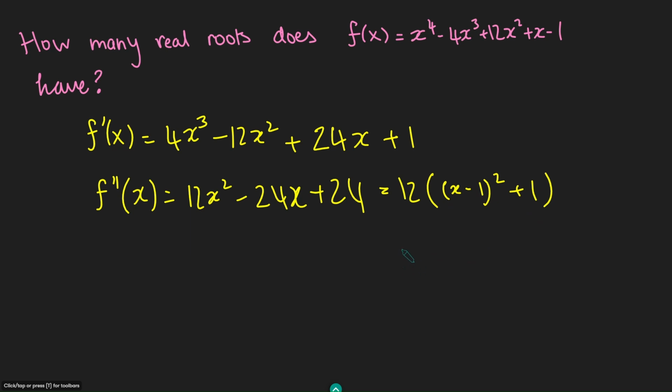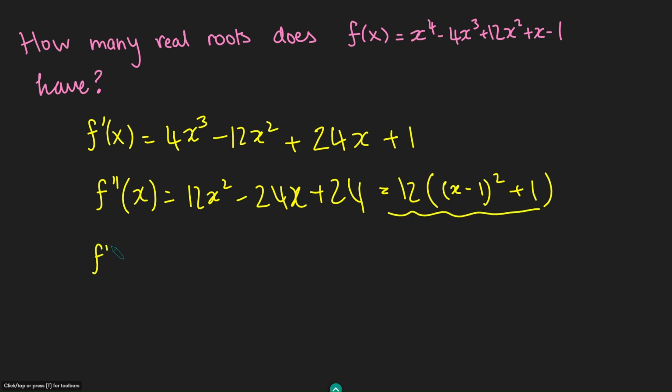Cool, why have I done this? Well, this just illustrates that the second derivative has no real roots, because this guy here can never be 0. Now, this tells me that f double prime of x must either always be positive, or it must always be negative. It can't be both, because if it was, then at some point it would have to be 0, and it just can't be. And in fact, I can clearly see it's strictly positive here.